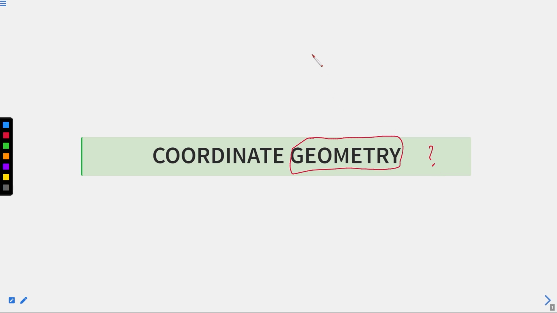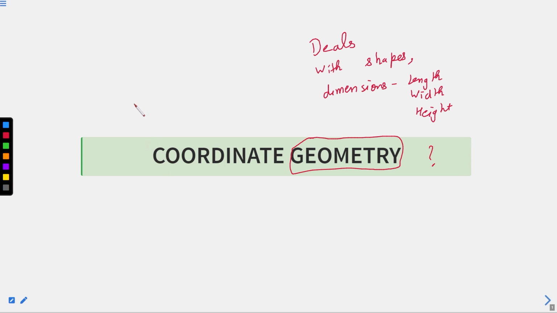Geometry is a branch of mathematics which deals with shapes and dimensions. What do we mean by dimensions? Dimensions like length, width, height, etc.